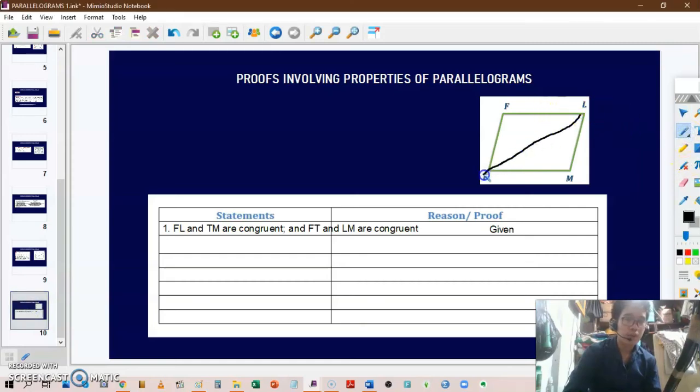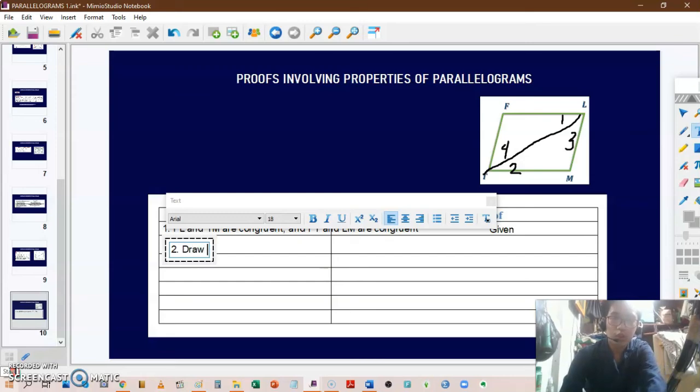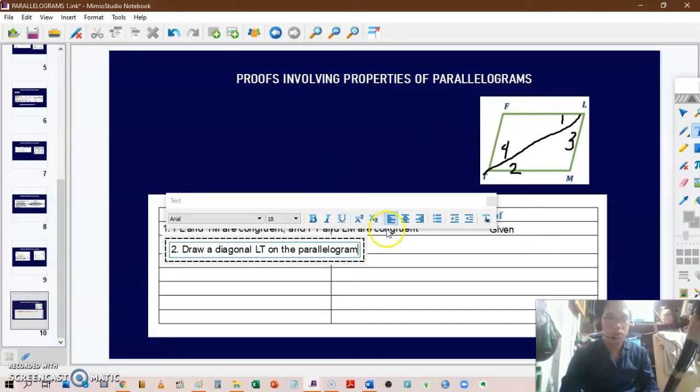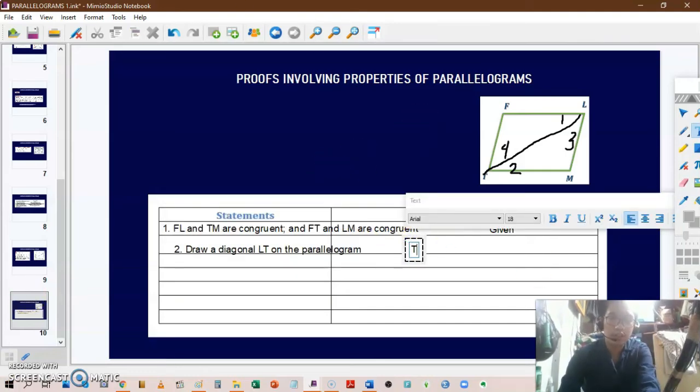Okay, and let's label some angles: angle 1, angle 2, angle 3, and angle 4. Angle 1 is FLT, angle 2 is LTM, angle 3 is MLT, and angle 4 is FTL. So let's write that here for our second statement: draw a diagonal LT on the parallelogram.